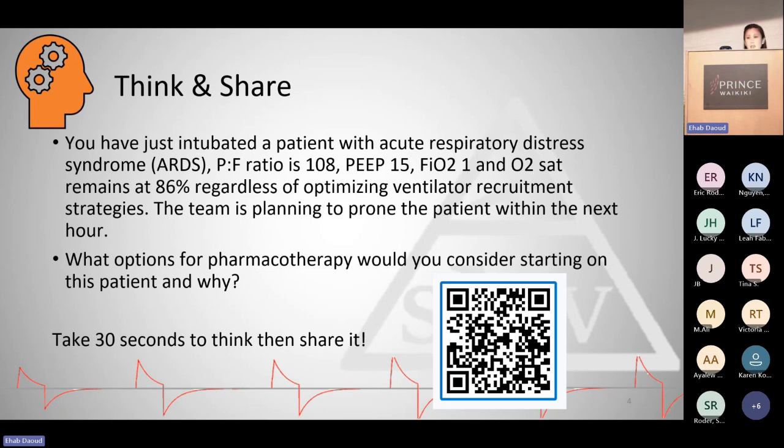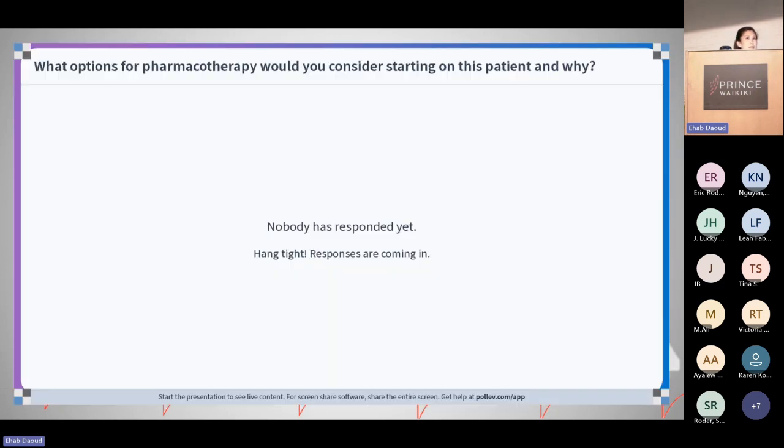I do have a QR code here, but I took out some polling software. Hopefully it pops up. It's anonymous. Okay, so I think it's coming out on the bottom.